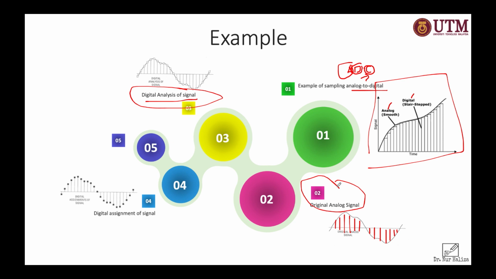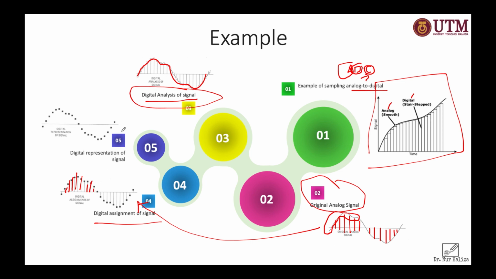Next is another step, which is digital assignments of the signal. So you will remove this original analog signal, and it's going to be like this. All of this line will be removed and only the digital or discrete signal is left. And lastly, you're going to get only the digital representation of the signal.